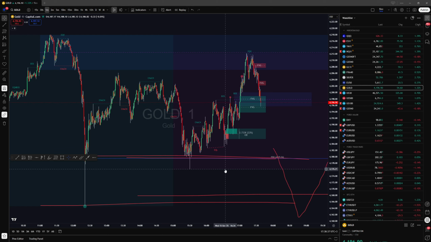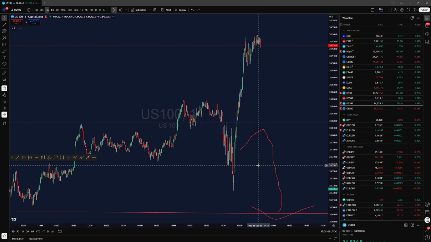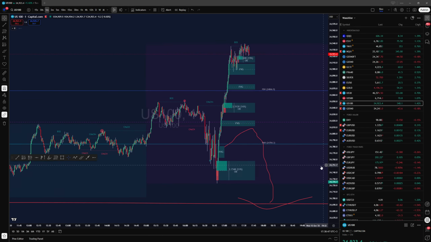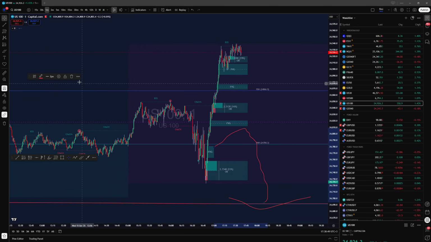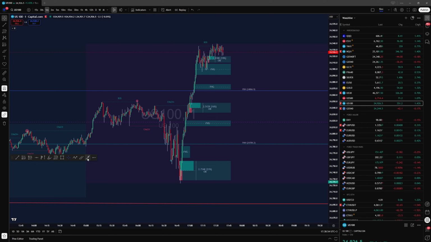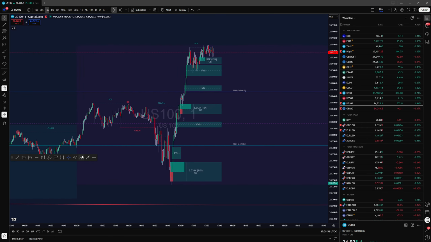With aggressive you don't need confirmation, with conservative you need confirmation. Usually it's a structure, but sometimes it can be something like absorption, etc. This is Nasdaq, so confirmation here was this absorb. As you can see, there is no sign of trend shift, just absorb.